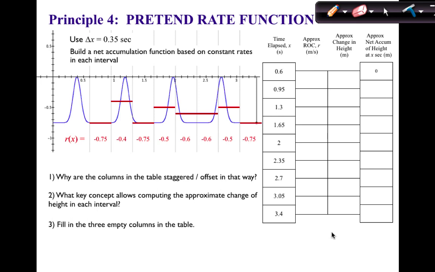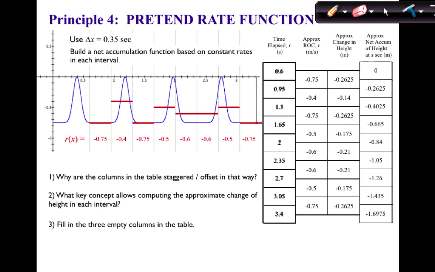Okay, so we're going to fill in the empty columns. So how am I going to get the approximate rate of change? This second column here in the table, where do those come from? How do we get those? The ones that we picked, right? We eyeballed, right? Those are the constant rates in red. So it'll just be those values. Did I do them one at a time? No, I did them all.